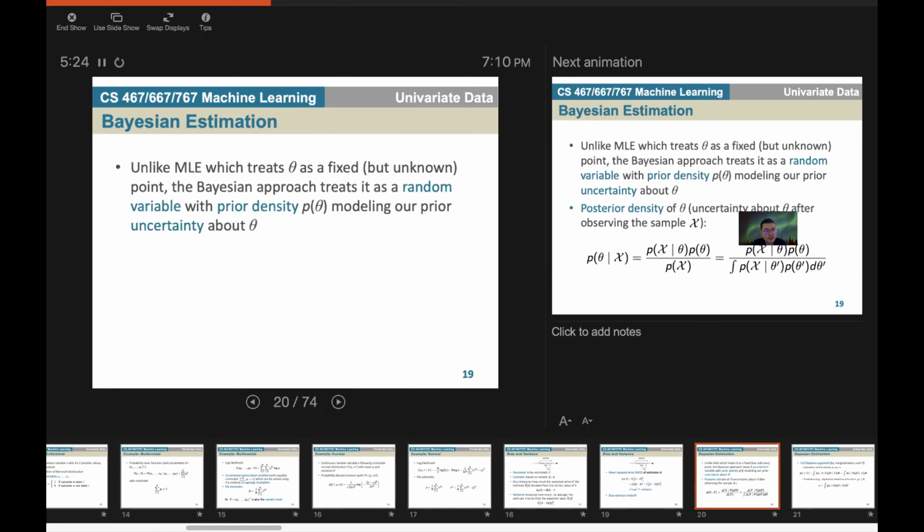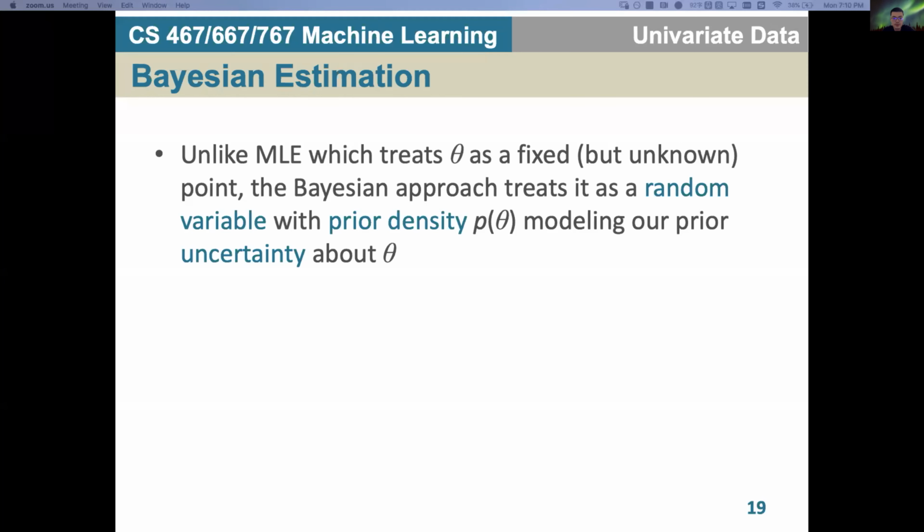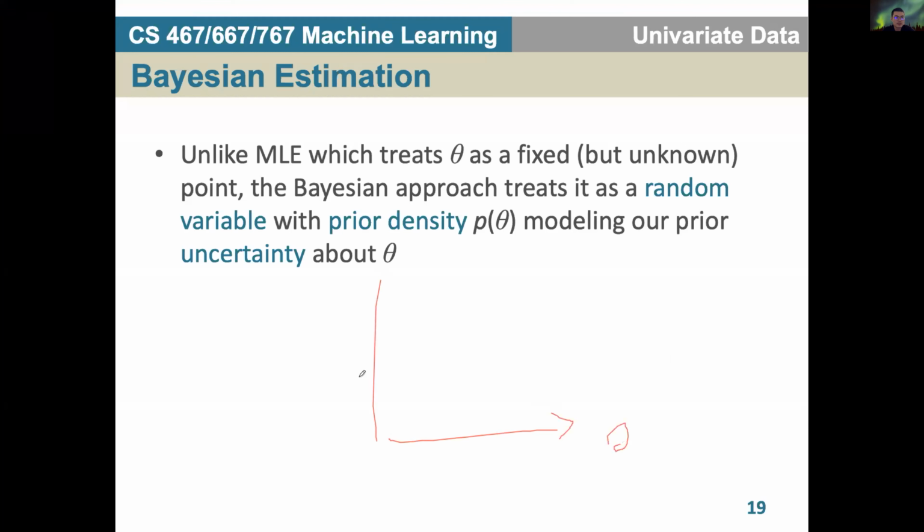So we will treat theta as a random variable, just like what we said earlier. For example, let me see, am I showing the right screen? Okay. Let's assume this is your theta, and this is your likelihood.